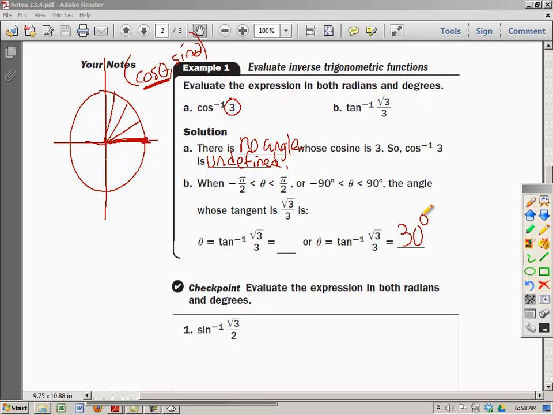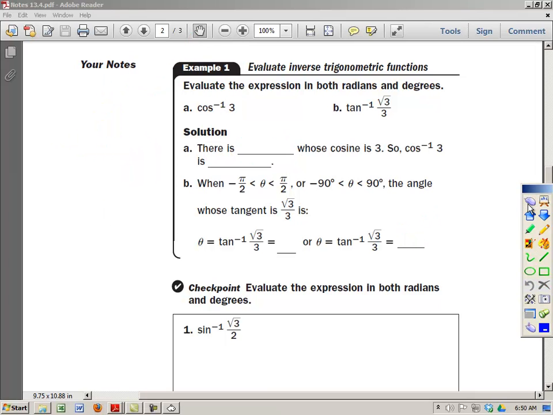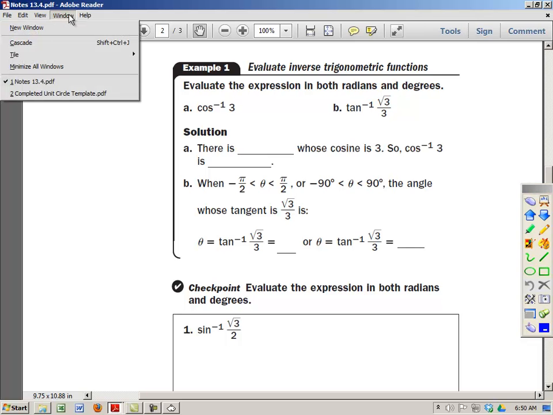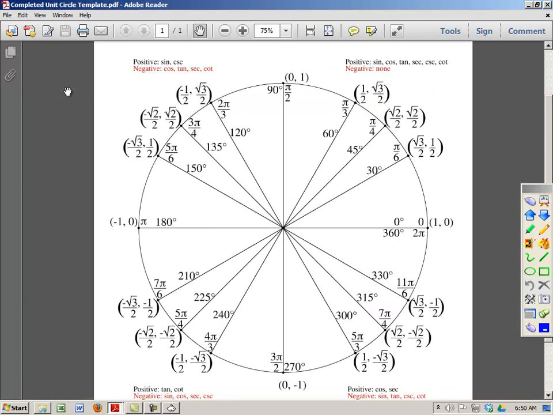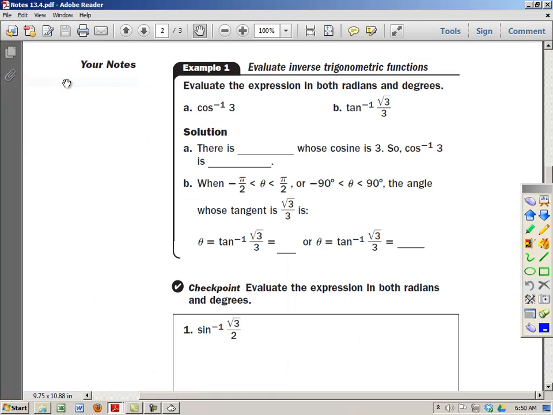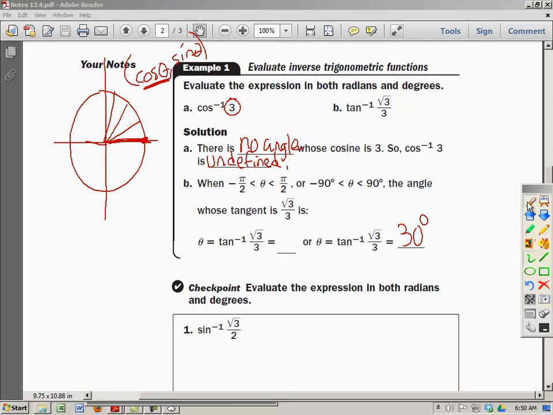And then all we have to do is say, well, if I know that that's 30 degrees, let's go over to our unit circle, and let's take a look at 30 degrees. All right, now we know that 30 degrees, according to our unit circle, is pi over 6. It's right here in our graph. So we just did the inverse tangent of radical 3 over 3, and we said that's 30 degrees. Well, that also converts to pi over 6, or certainly you can multiply by pi over 180 to convert that. But this is pi over 6.